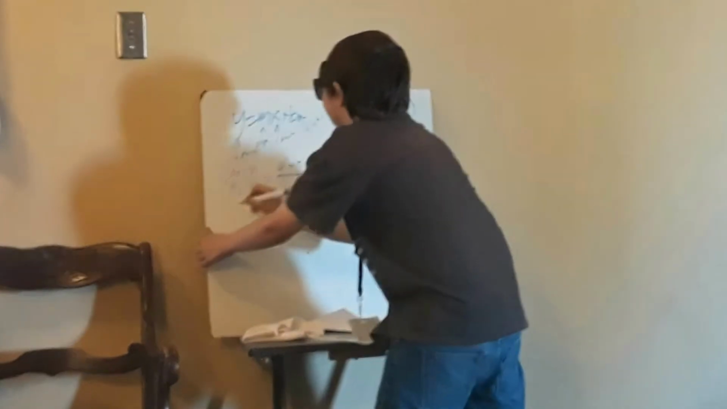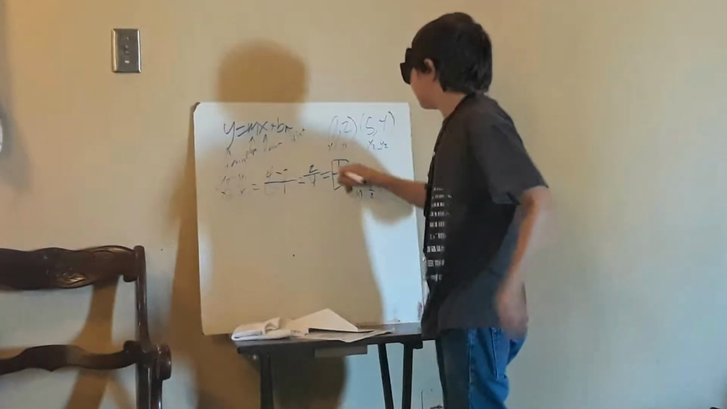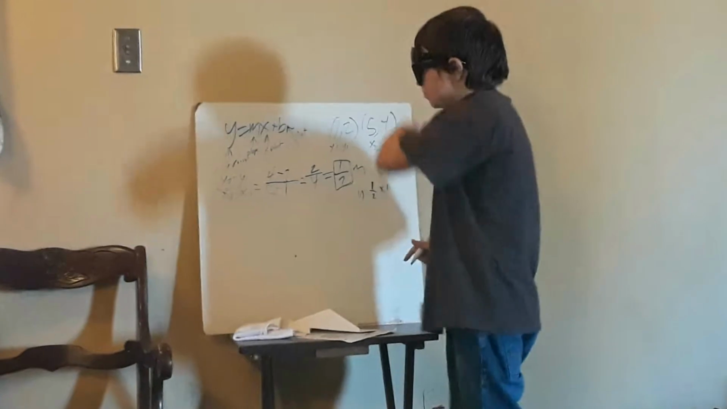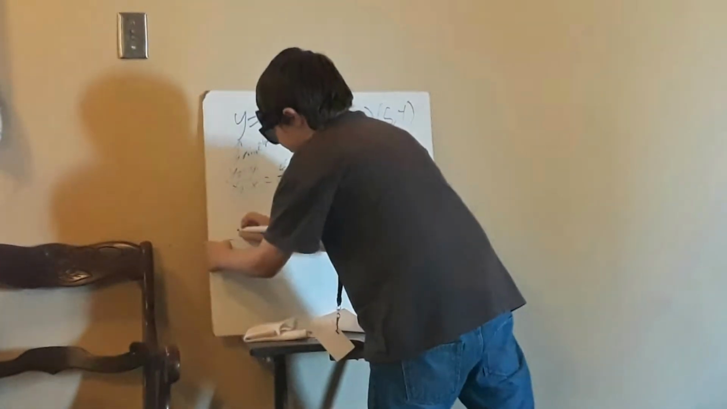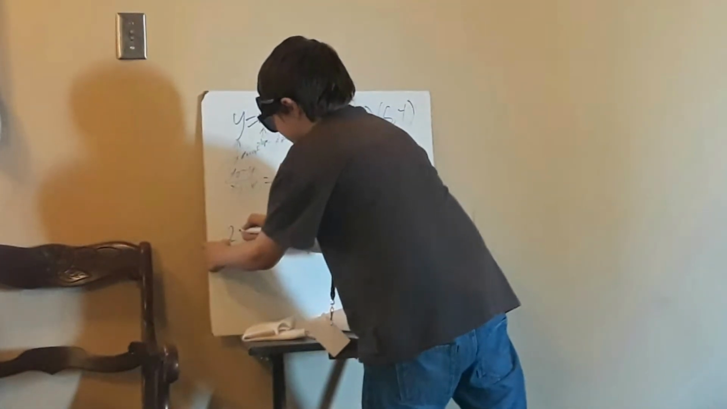So you replace it with the y point. So you have y here, 2. So let's just put a 2 there. And then it's 2 equals 1/2.